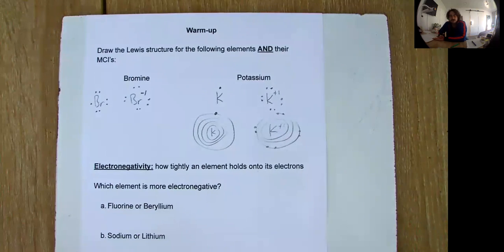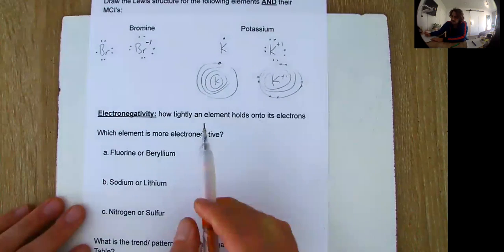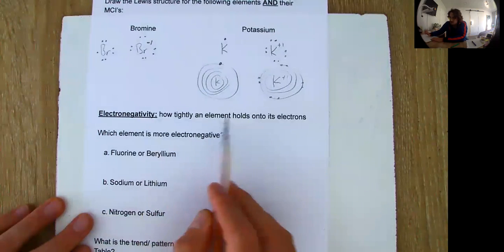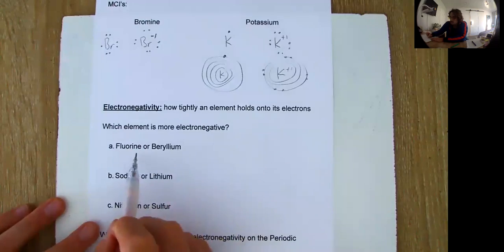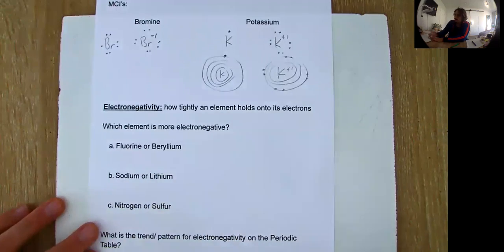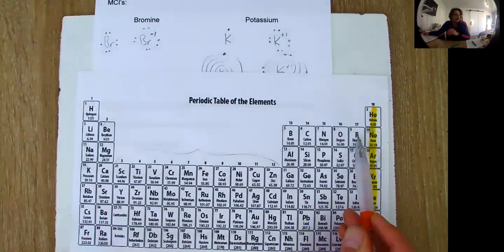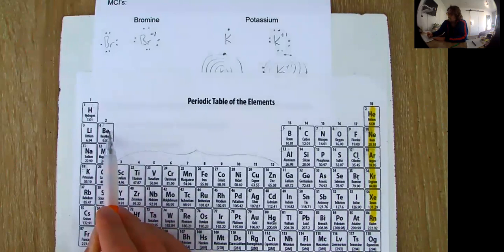So electronegativity, we talked about that. So let's start answering some of these questions. Electronegativity is how tightly an element holds onto its electrons. It's the element's ability to attract electrons. Which element is more electronegative, fluorine or beryllium? Well, if we look at fluorine right here, it's on the second row, and beryllium is also on the second row as well. So which one is more electronegative?